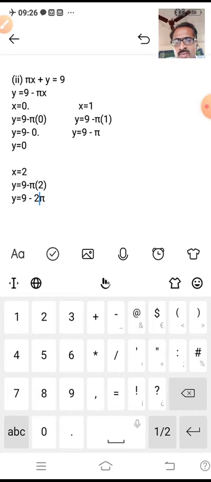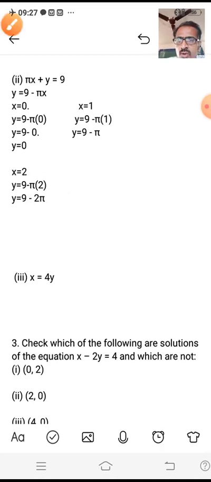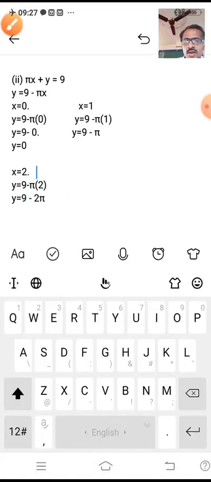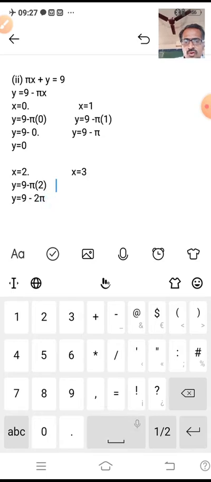So as it is, let me explain once again. If I take x equals 2, this y as it is, 9 as it is minus pi, and instead of x we are going to write 2. So 9 minus 2 into pi will be 2 pi. So 9 minus 2 pi. Okay, let us take one more value of x, which is x equals 3.